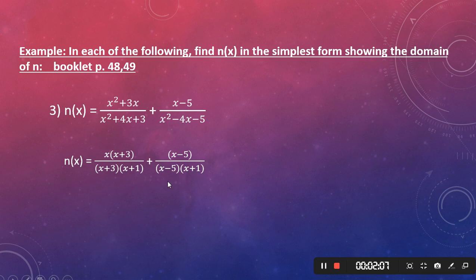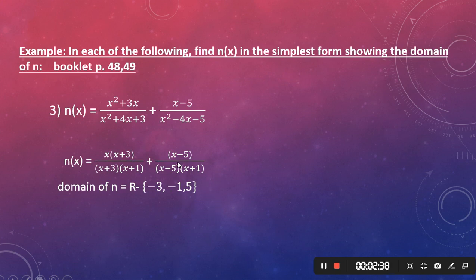So we look at the denominators. I have x plus 3, so x here does not equal negative 3. x plus 1, so x does not equal negative 1. x minus 5, so x does not equal 5, yes, the opposite sign. So the domain here is all real numbers except negative 3, negative 1, and 5. We don't write negative 1 twice.